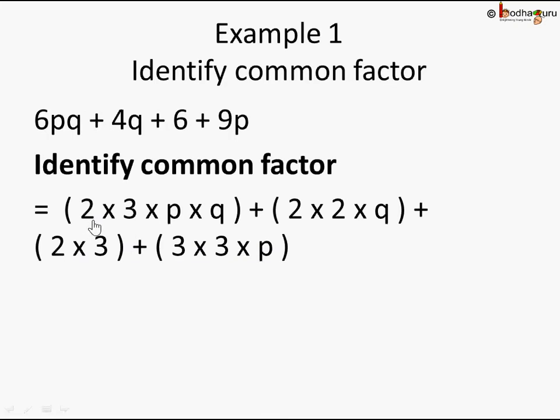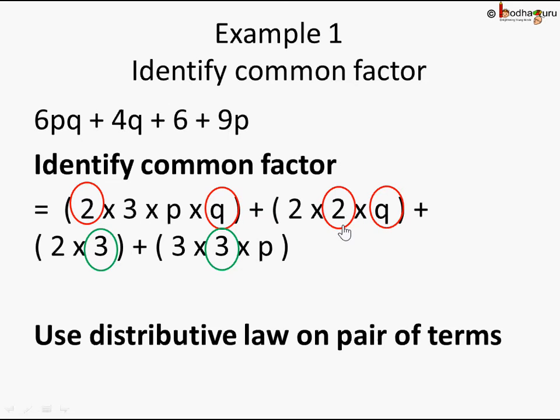Now we try to find common things with its adjacent terms. So we take these 2 terms as one group, these 2 as another group, and try to find some commonality in them. So we can see 2 and q are common between these two terms, 2q and 2nq. And here, what do we find? 3 is common, 3 and 3 between these two. So I have marked these common in green, these common for the first two terms in red, right?